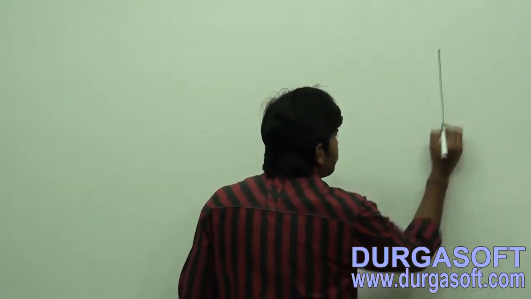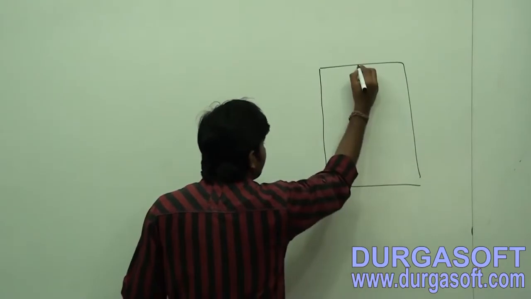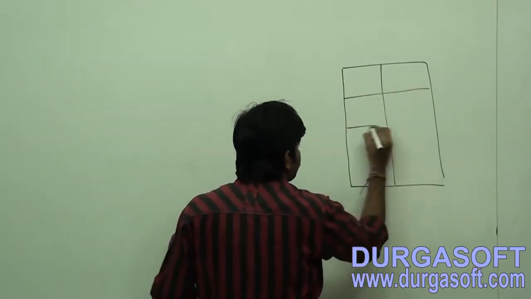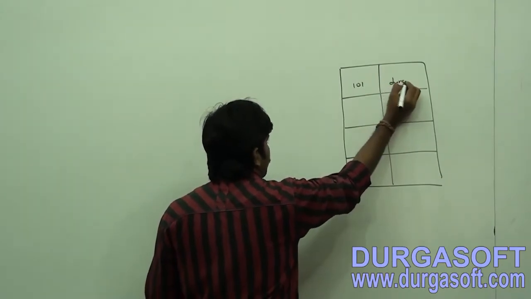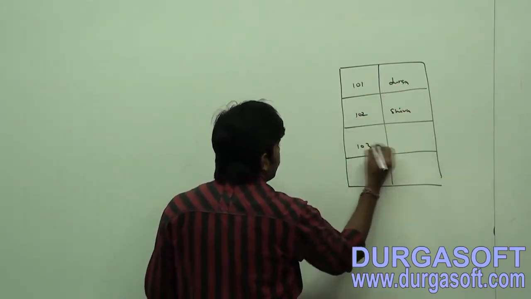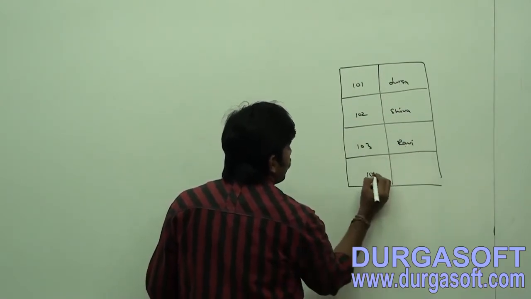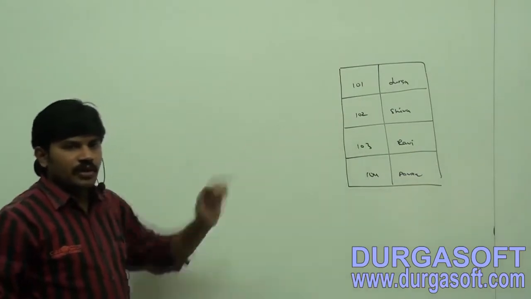Next, observe these methods. Here I have one map. Some more methods are there. Okay, this is my map: 101 Durga, 102 Shiva, 103 Ravi, 104 Pavan. So these four entries are there.